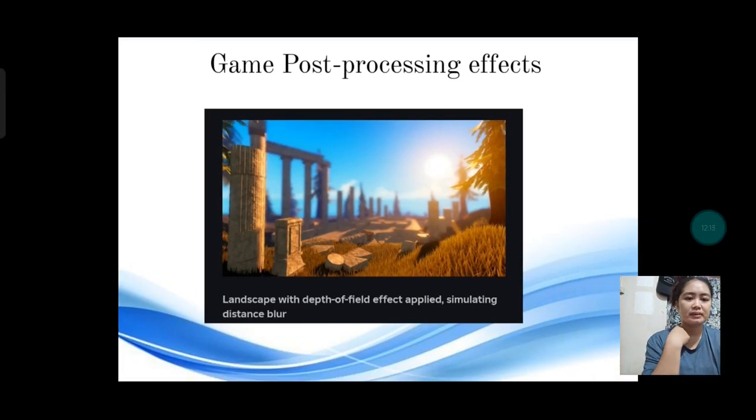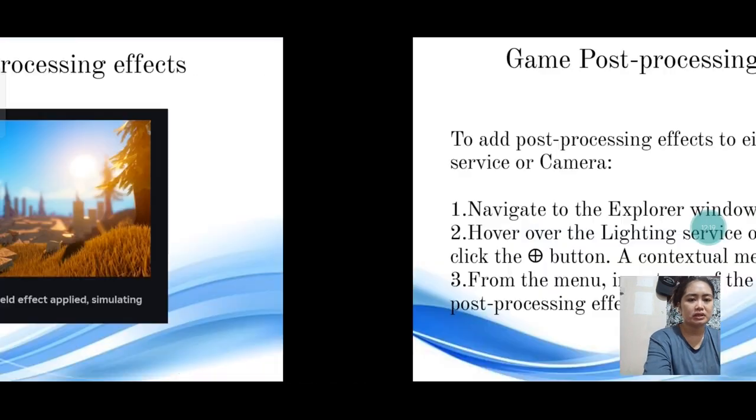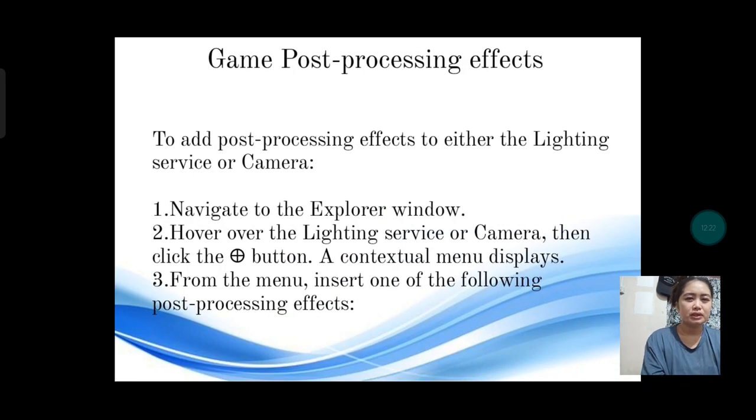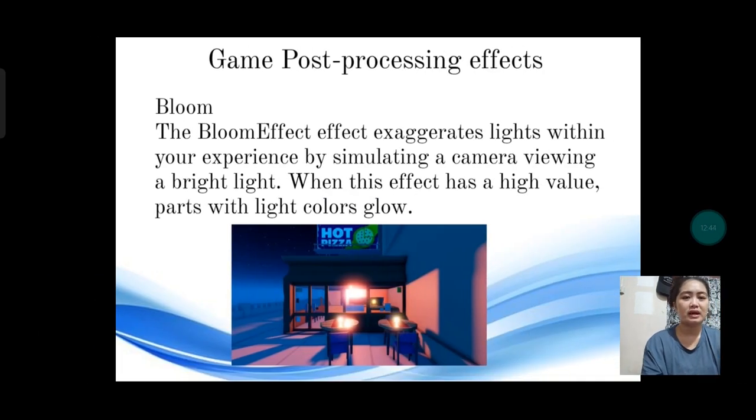So this is an example of a landscape with a depth of field effect applied, simulating distance blur. To add a post-processing effect to either the lighting service or camera, navigate to the Explorer window. Hover over the lighting service or camera, then click the button, and a contextual menu displays. Then, from the menu, insert one of the following post-processing effects. So this is the bloom.